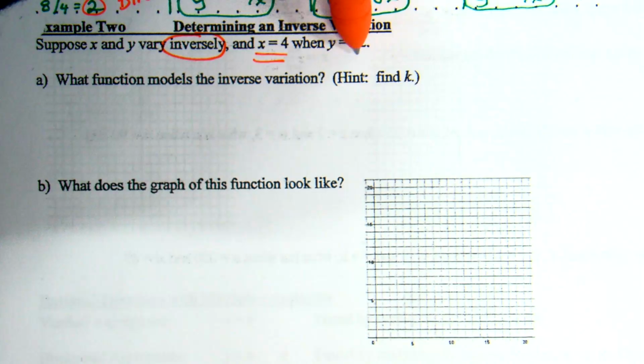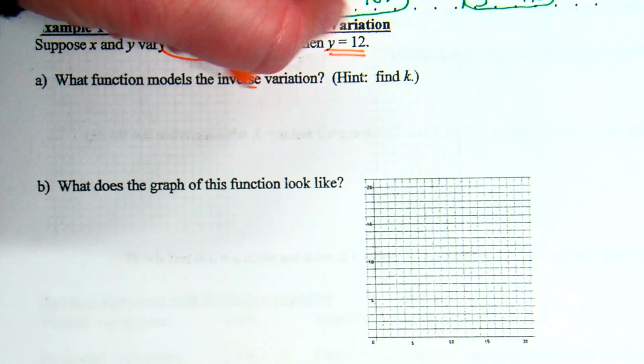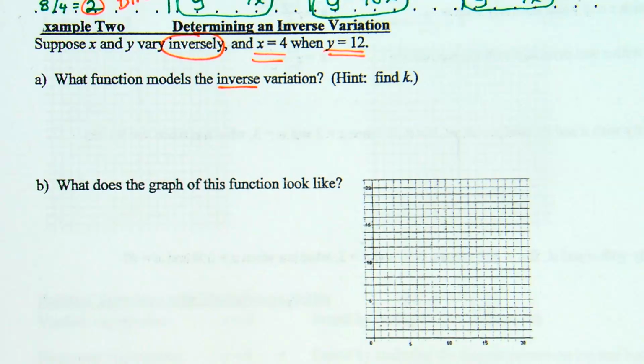So, suppose x and y vary inversely. X is 4 when y is 12. Part A kind of walks us through this. What function models the inverse variation? In other words, I want to know y equals what over x? Right, so y equals k over x. How do I find k? Because I don't want you to just tell me k, though.